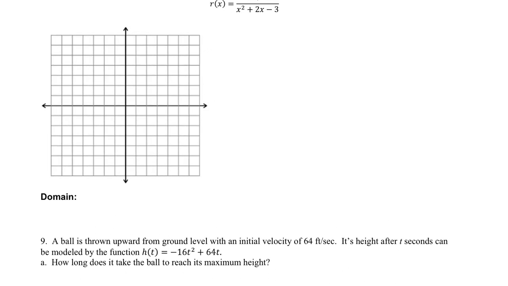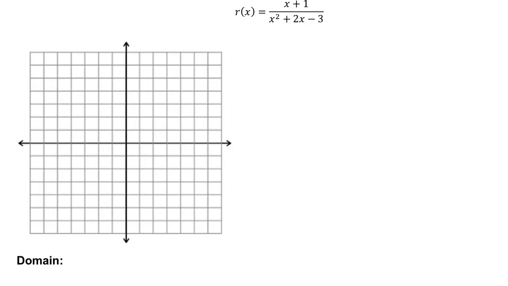Question number 8, this is also from section 3.6, so we're going to follow pretty much the same steps. We're going to write this in factored form. So this is going to factor into x plus 3, x minus 1. Again, let's do the y-intercept. If we let x equal 0, then we're going to have a 1 and a negative 3, so negative 1/3. Just right about there.